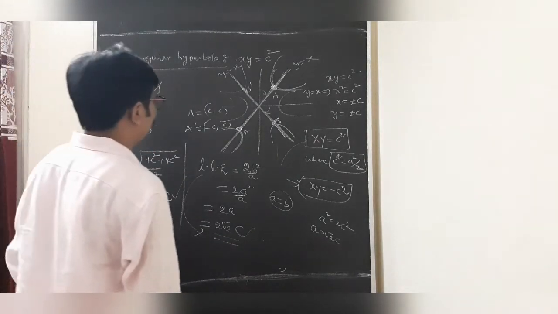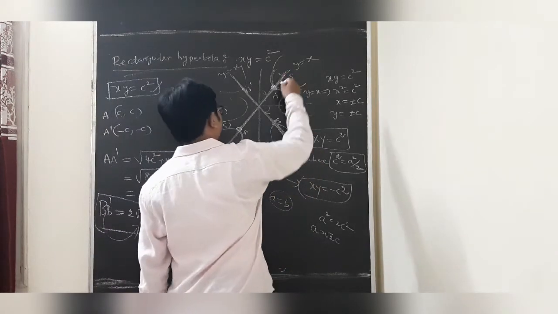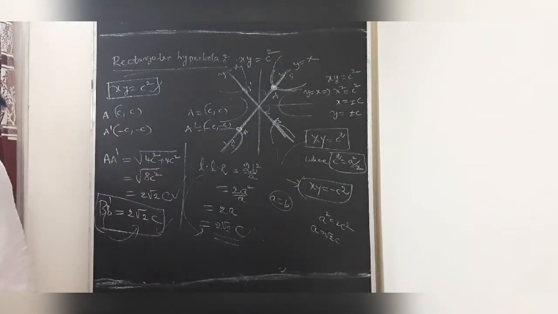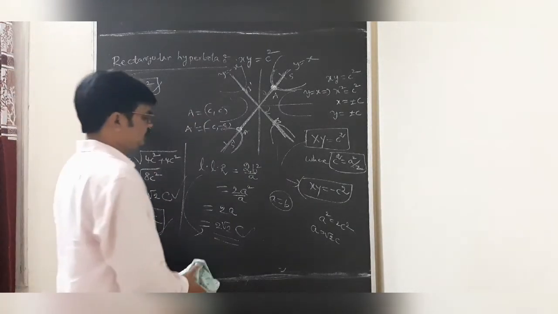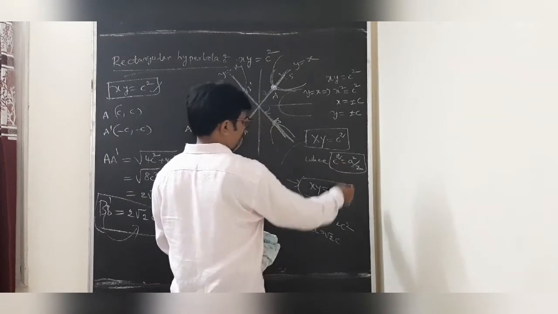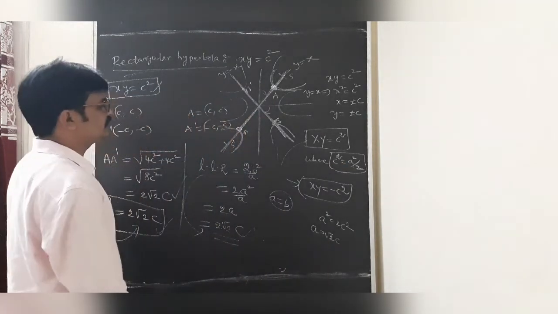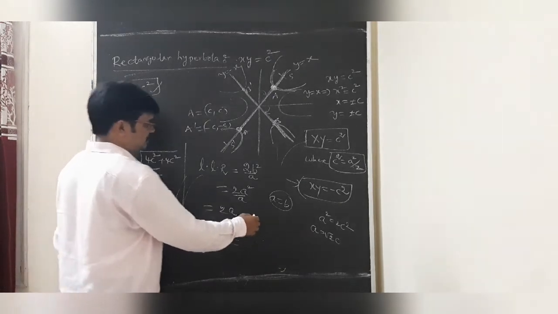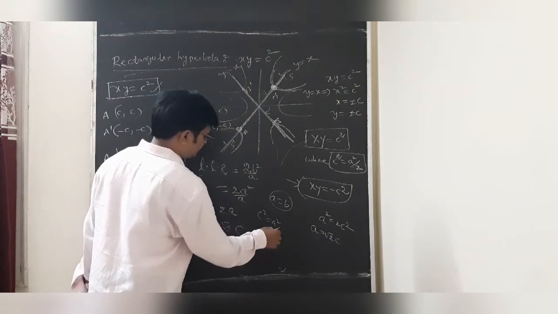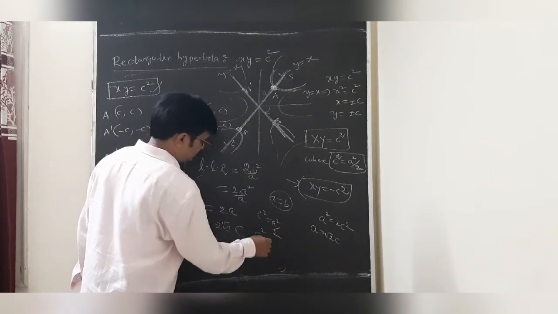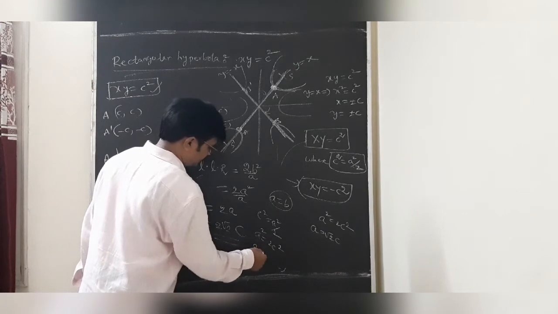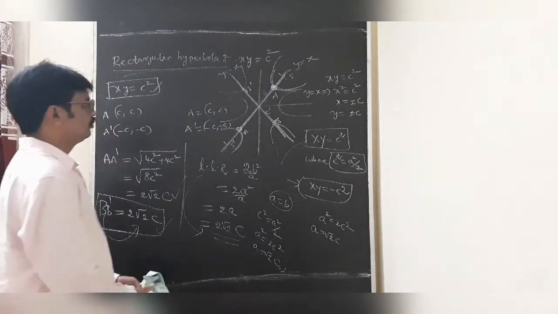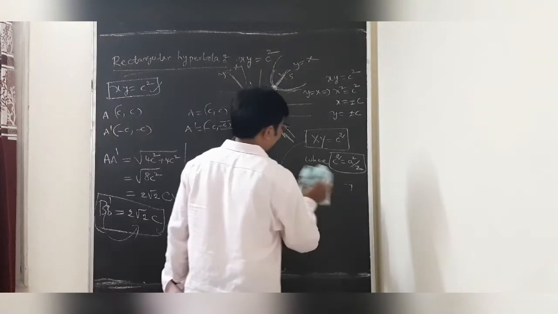My dear students, now we have to find the foci, S and S dash. Dear students, how do we find the foci? Just observe that c square equals a square by 2, so a square is 2c square, and a is root 2 c. Now we are going to discuss the foci.